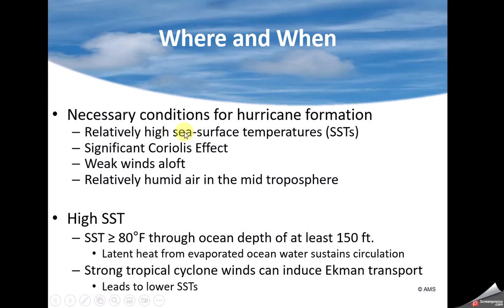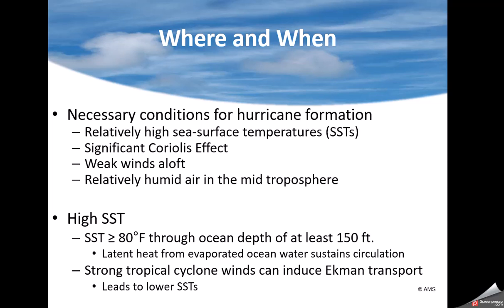So you need some necessary things to form a hurricane. You have to have very warm sea surface temperatures. As a matter of fact, they've got to be above 80 degrees through at least 150 feet. In other words, if you could dive down in the ocean, you would be fairly warm for 150 feet.